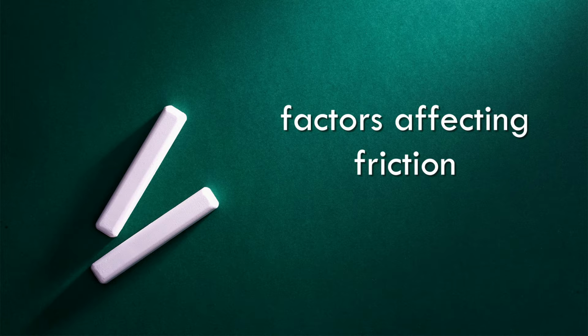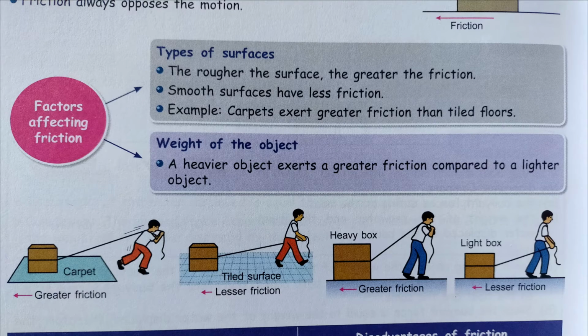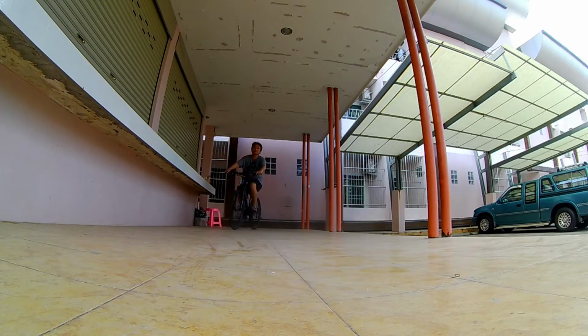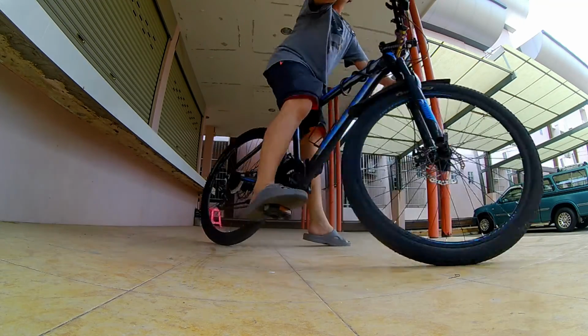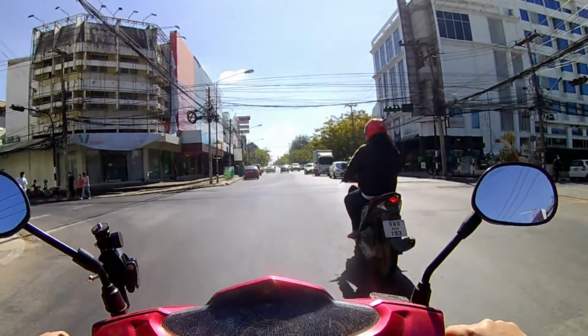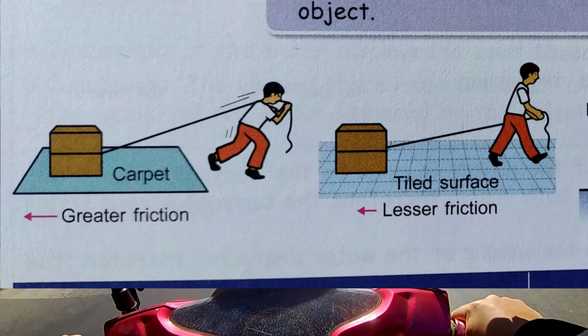Factors affecting friction: the types of surface in contact and the weight of the object. A rough surface gives greater friction compared to a smooth surface. The rougher the surface, the greater the friction. The smoother the surface, the less the friction.